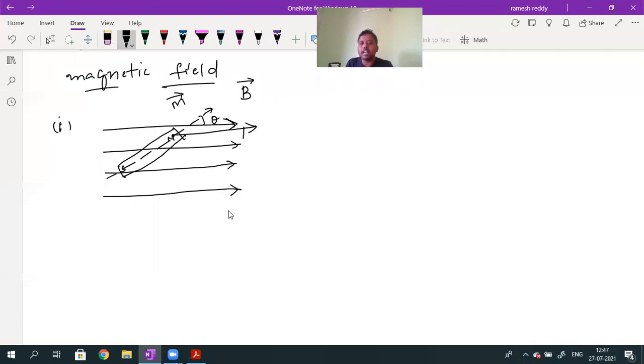So this is the force acting on the north pole. That force value will be given by F bar = M into small m into B bar. North pole will experience a force in the direction of B bar. And what happened to south pole? South pole also will experience a force in the direction opposite to B bar. That force value will be F bar = M into B bar. Both are equal in magnitude but opposite in direction.